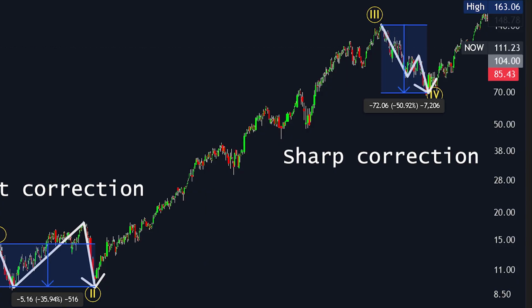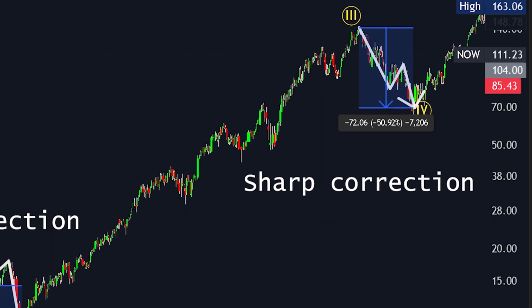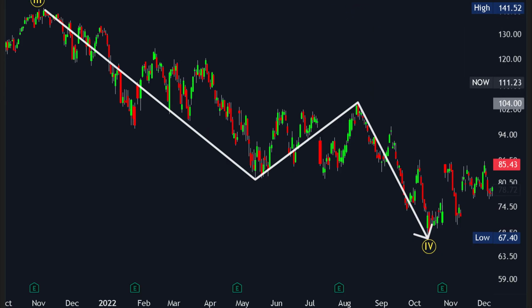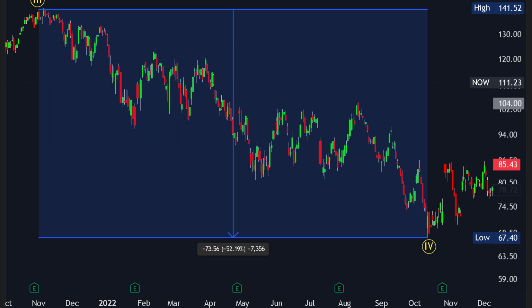Now let us look at the same correction on the daily chart. Price began to decline from approximately $140. The fall continues for an extended period, and price eventually reaches approximately $70. From the local high, the stock has lost around half of its value. On the daily chart, this looks extremely destructive.